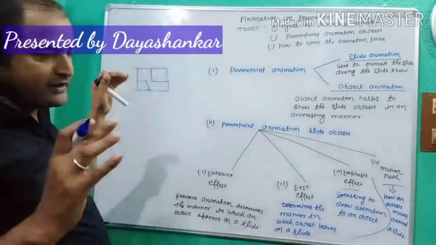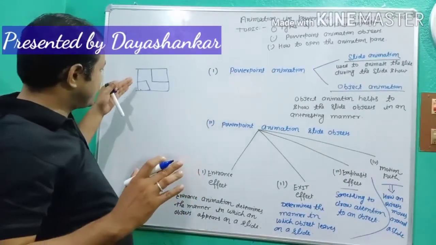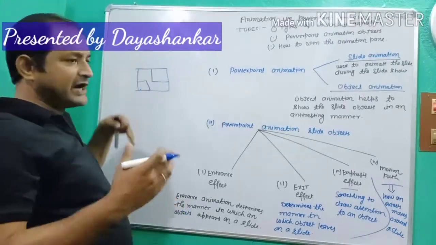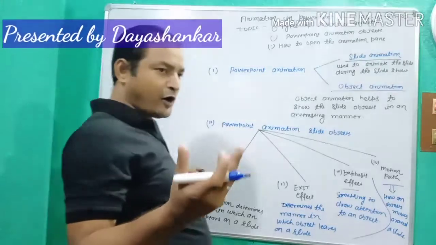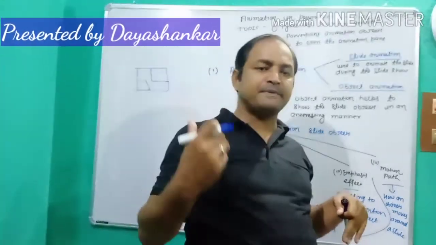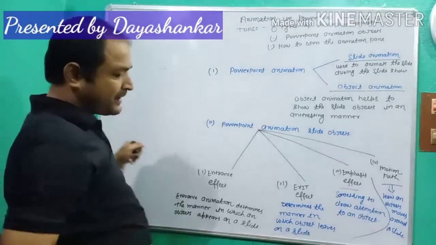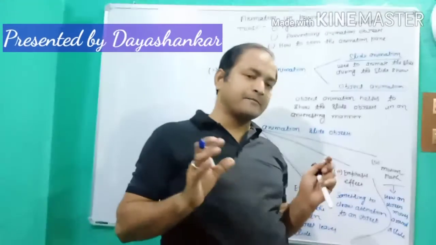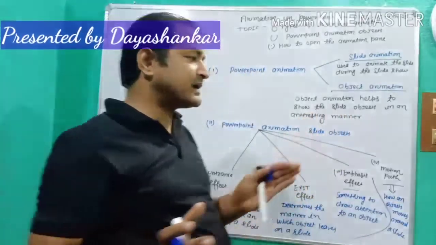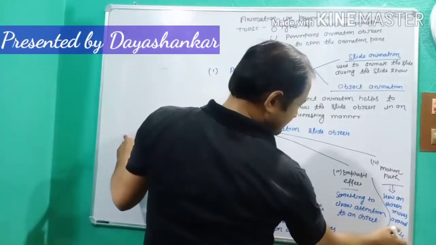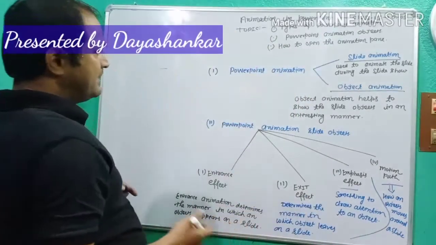After some time, the object is automatically presented in this slide. This is the motion path. Motion path means an object can move from left to right.